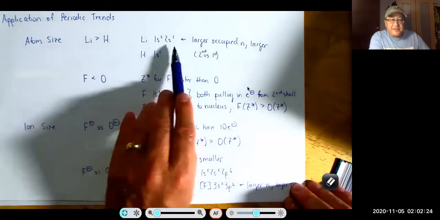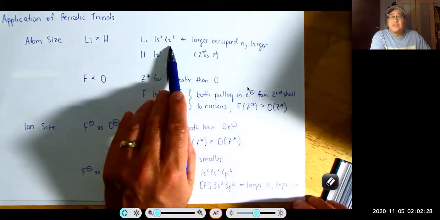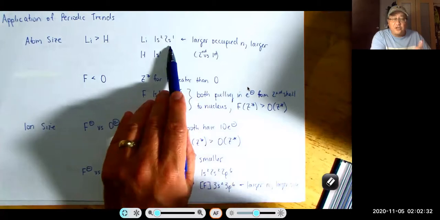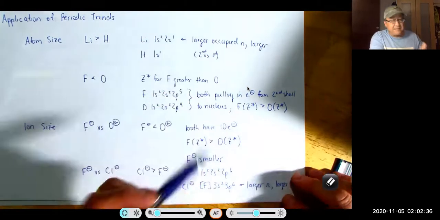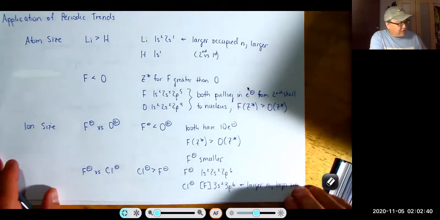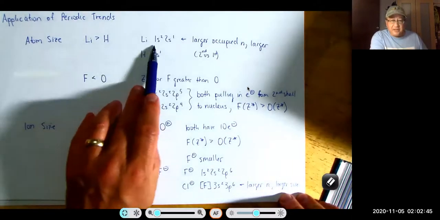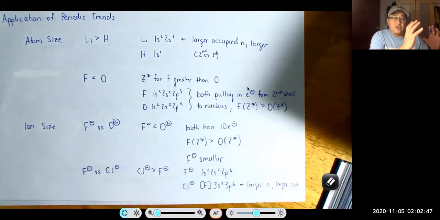And the answer is, it's got electrons in a larger shell. So a larger numbered shell usually means a larger atom. What if the shells are the same? Well, then you have to look at that in more detail. So here, a lithium will be bigger than a hydrogen because we're talking about a larger outermost occupied shell.